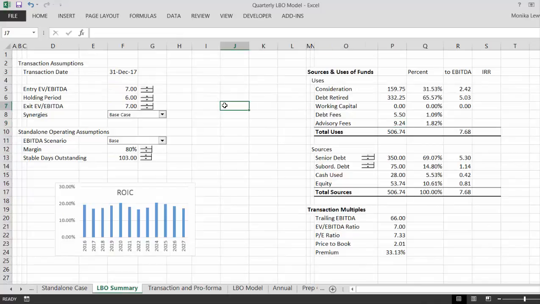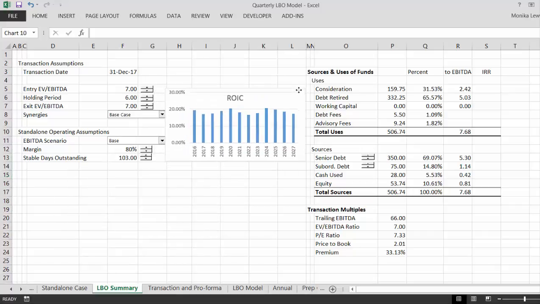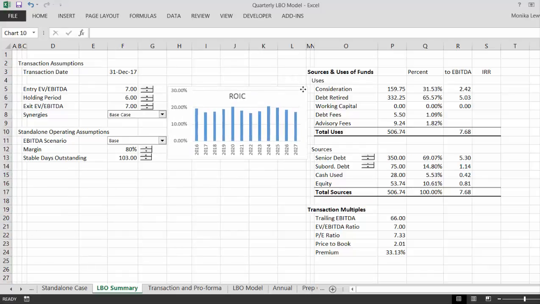We have all of our multiples done. If we put different amounts of debt in the transaction, we can see what happens to the debt to EBITDA ratios. If we put in a different entry multiple, we get different premiums that we're paying, different implied PE ratios, different implied EV to EBITDA ratios, and somewhere here we're going to put our key graph, and the graph is going to say what happens to this whole thing when I lower the margin.